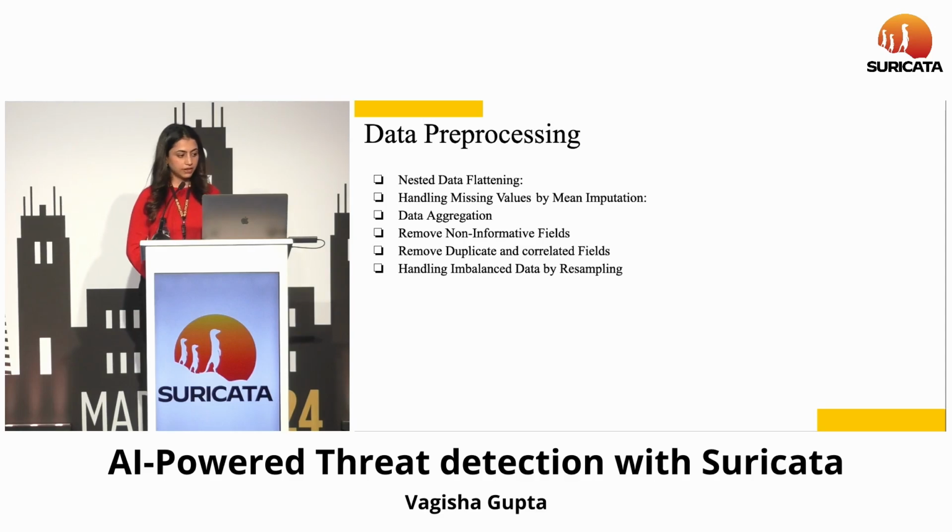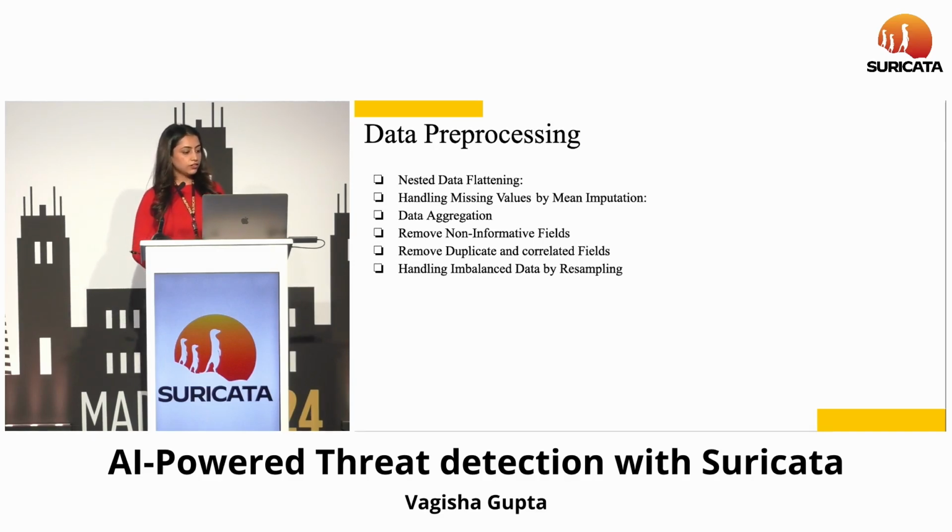The next step was to perform data processing. The first step that I did was flattening the nested data. Suricata Eve data has a lot of nested data structures, so I had to flatten the structure. For example, for SSH, we have SSH version, so I flattened the structure and renamed it to SSH_version, or the alert signature ID into alert_signature_id. So all the fields were flattened into one single document.